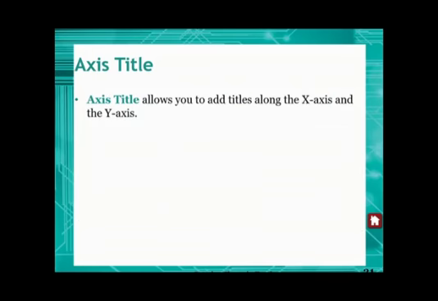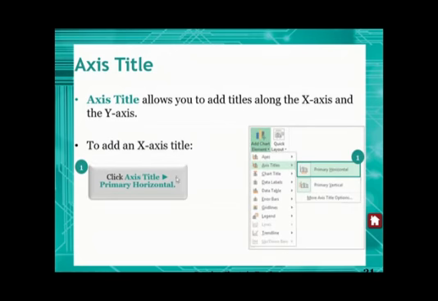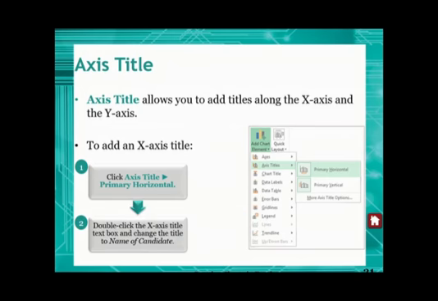The second one is axis title. Axis title allows you to add titles along the x-axis and the y-axis. X-axis also called horizontal and the y-axis also called vertical. To add an x-axis title, click Axis Title Primary Horizontal. The x-axis title text box will be added to the chart. Double click the x-axis title text box and change the title to Name of Candidate.